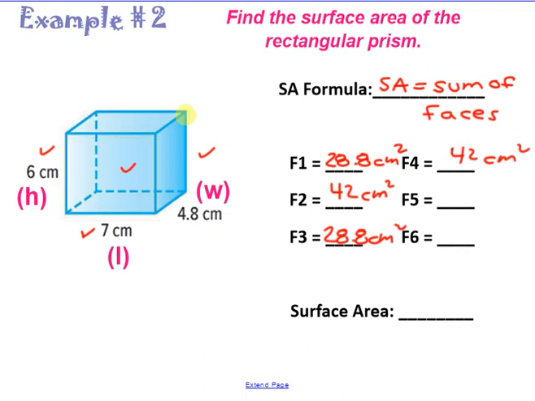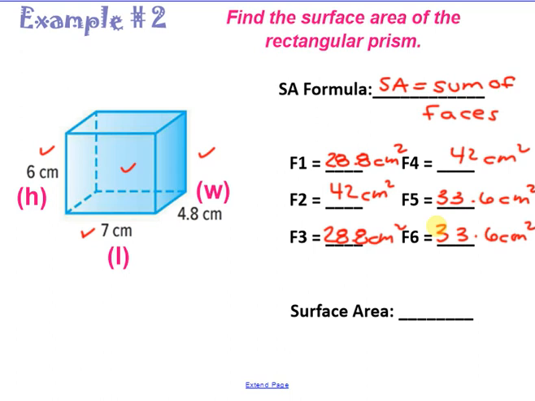Now I need the top. So the top is going to be 7 across and 4.8 wide. So 7 times 4.8, that's going to be 33.6 centimeters squared. And remember, the top should match the bottom. Okay, but let's just check. So 7 across the bottom, 4.8 wide, that's 33.6 centimeters squared. Now we just need to add it all up.